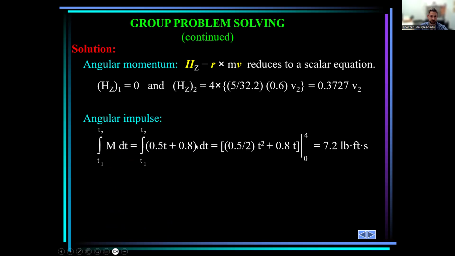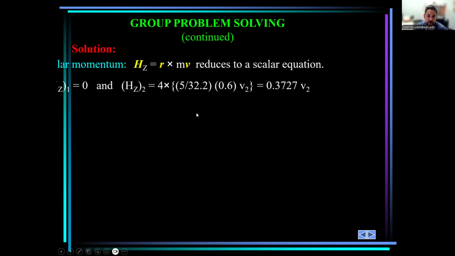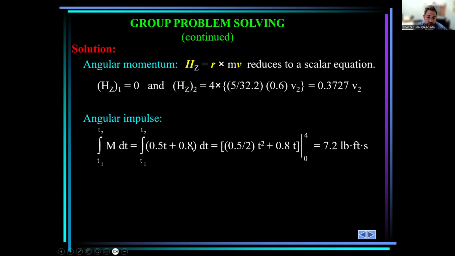So the angular impulse, there are no forces pushing on the balls this time, like there was for example one. So for this one, we only have the applied moment dt that we'll need to do for our impulse term. So the integral of that dt, we'll end up dividing that by 2, and the t becomes squared, and then we get a t on our 0.8. Evaluate that from 0 to 4, and you get 7.2 pound-feet seconds. Some interesting units there. Same as the units we'd get here.